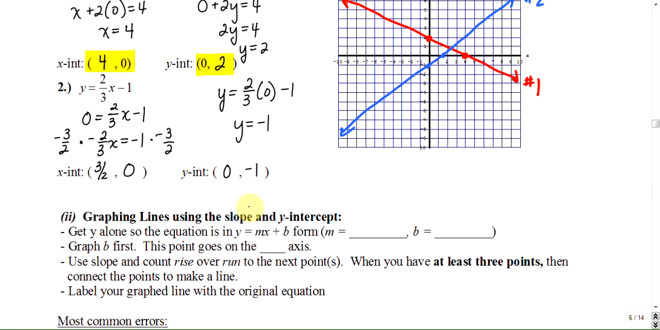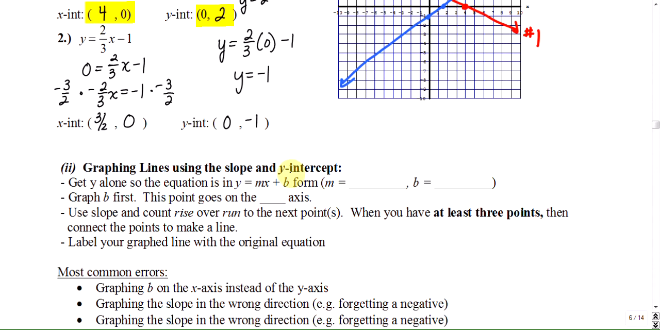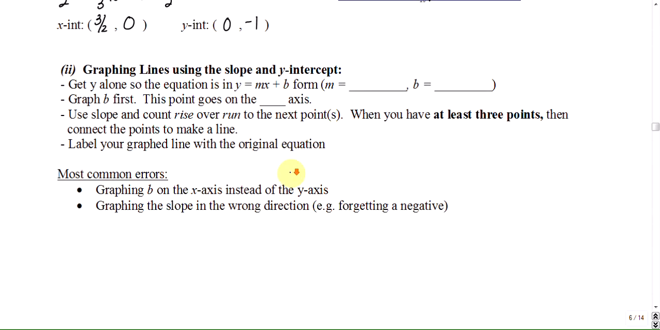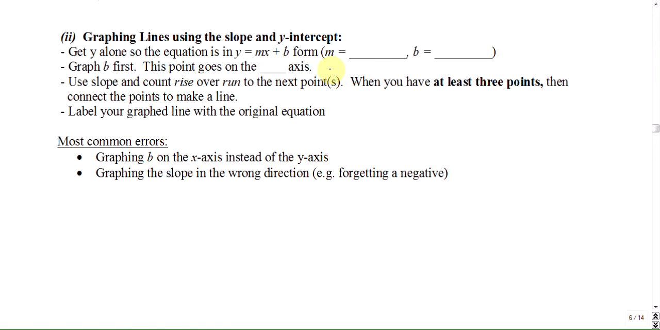Okay, moving down, let's keep going. There's also a technique for graphing lines, and this is probably the most popular way, which is using slope-intercept form, where m is the slope and b is the y-intercept. Making sure that you graph b first and making sure that you graph it on the y-axis.